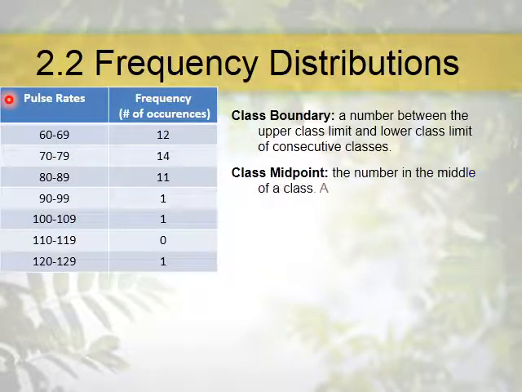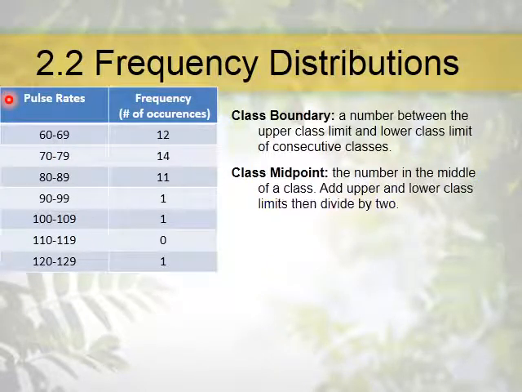The class midpoint is the number in the middle of a class. So to find that, we just add the upper and lower class limits and divide by 2. But you might be able to do this just looking at it. The number in the middle between 60 and 69 is 64.5.